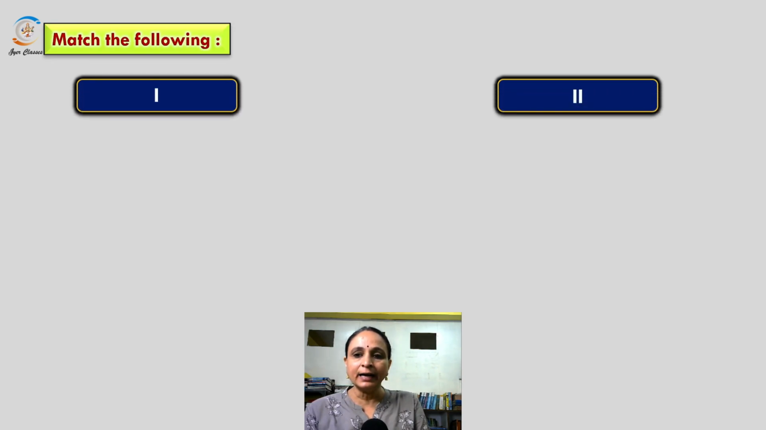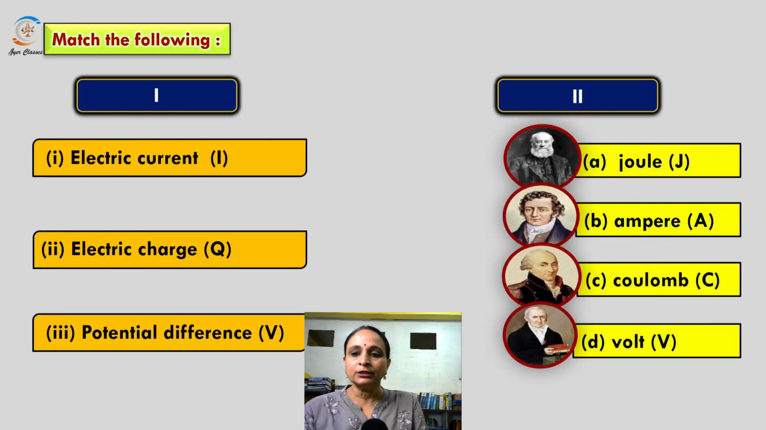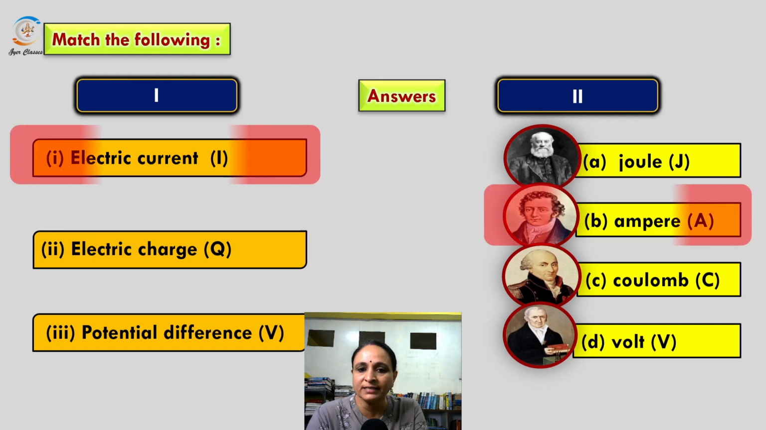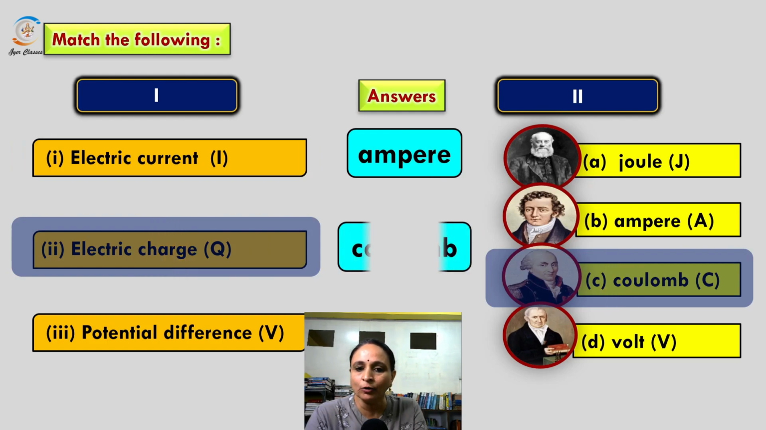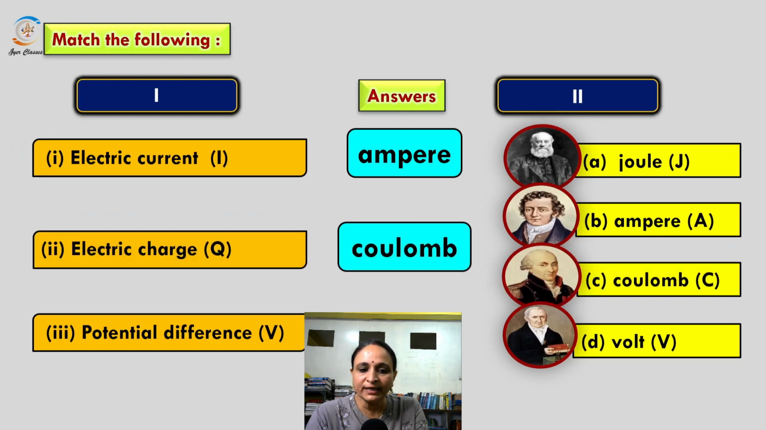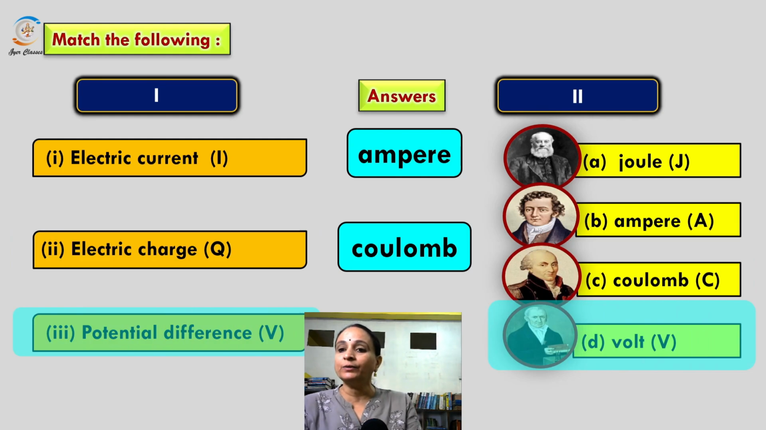फटाफट बताएंगे आप. इलेक्ट्रिक करंट और कुछ साइंटिस्ट के नाम लिखे हुए हैं और इन्हीं के नाम से यूनिट्स बने हुए हैं. फटाफट मैच कीजिएगा. इलेक्ट्रिक करंट क्या होता है? चलो बताओ आंसर. यस, इलेक्ट्रिक करंट एम्पियर. इलेक्ट्रिक चार्ज का क्या होता है भैया? कूलम. पोटेंशियल डिफरेंस का क्या होता है? वोल्ट. और जूल किसका होता है? जूल इज द यूनिट ऑफ एनर्जी एंड वर्क डन. यस, दैट इज लेफ्ट अलोन.